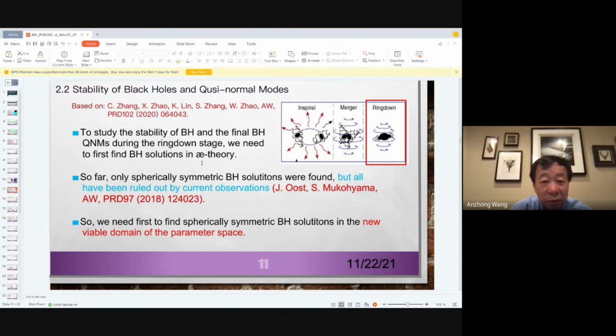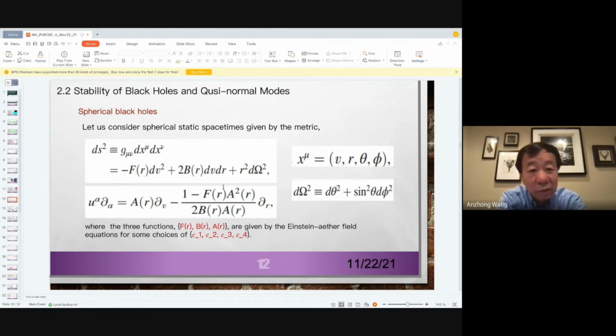So far, all the solutions found are spherically symmetric. But unfortunately, all the solutions found so far have been ruled out by current observations, which means they are outside of the phase space after we consider all the observations. So what we did is we first find a spherical solution, then make linear perturbations. To find a solution, analytical solutions are very challenging. What we do is try to find a numerical solution with spherical symmetry.